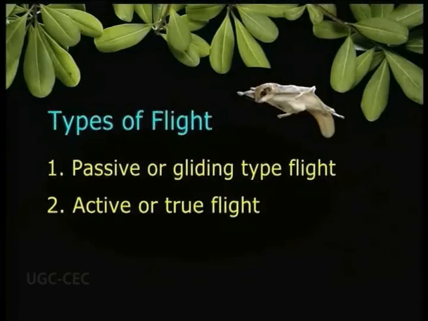Thus, volant adaptations must include modifications in the animal's body for reducing the weight of the body and also for the formation of organs capable of executing flight. Let us quickly get the idea about two different types of flight and their adaptations. Passive or gliding type flight.